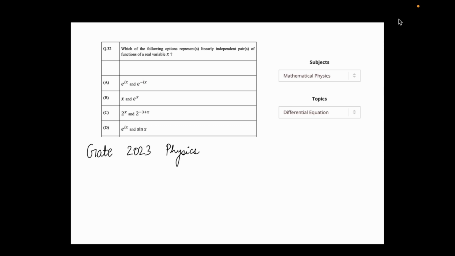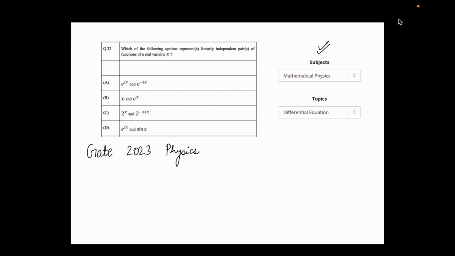So you can see on the side, if you look at the NPTEL lectures, you would have to look at this topic, mathematical physics, and the subtopic differential equation. So why differential equation? It would be very clear very soon. If you read the question, you have to find the correct options which represent the linearly independent pair of the functions of real variable x.